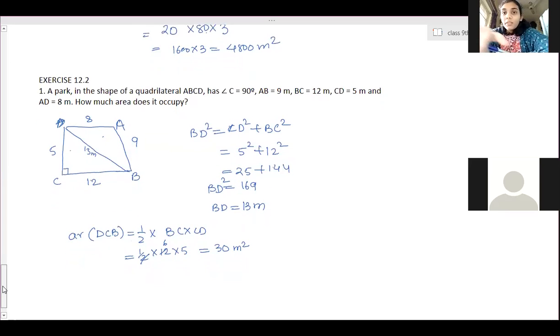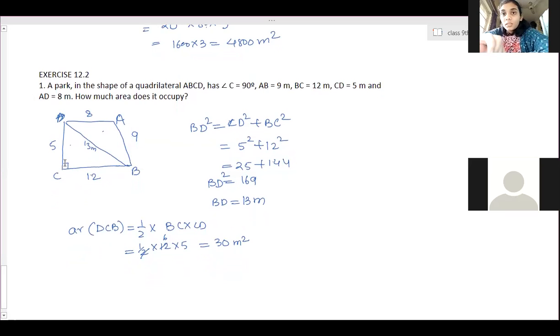So at last we have to add both the areas and we get the answer. So you have to find out the total ABCD area. They have asked how much area does it occupy. That means a full area, quadrilateral area. So quadrilateral area is area of DCB plus area of ADB.